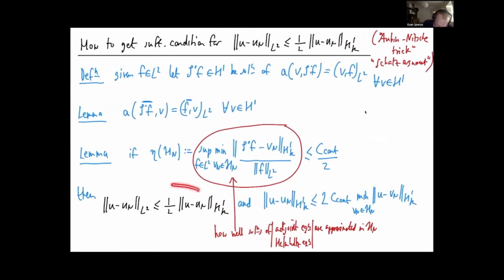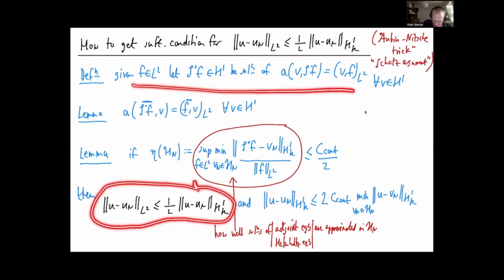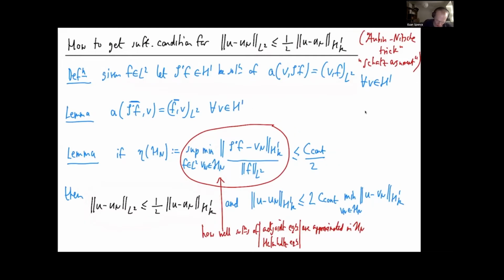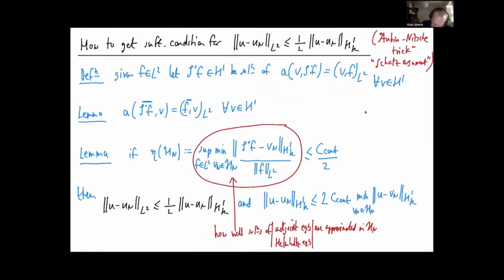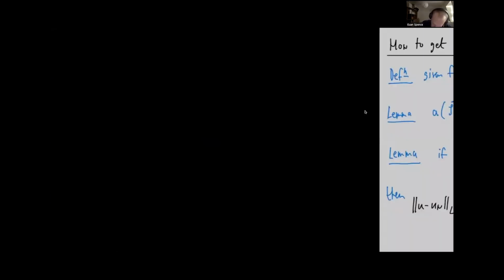Just to recap, I want to prove now that the L2 norm of the Galerkin error is less than a half the H1 norm. The ingredients I've got are this definition of this adjoint solution operator. Sorry, I need to add a new page here. There we go.